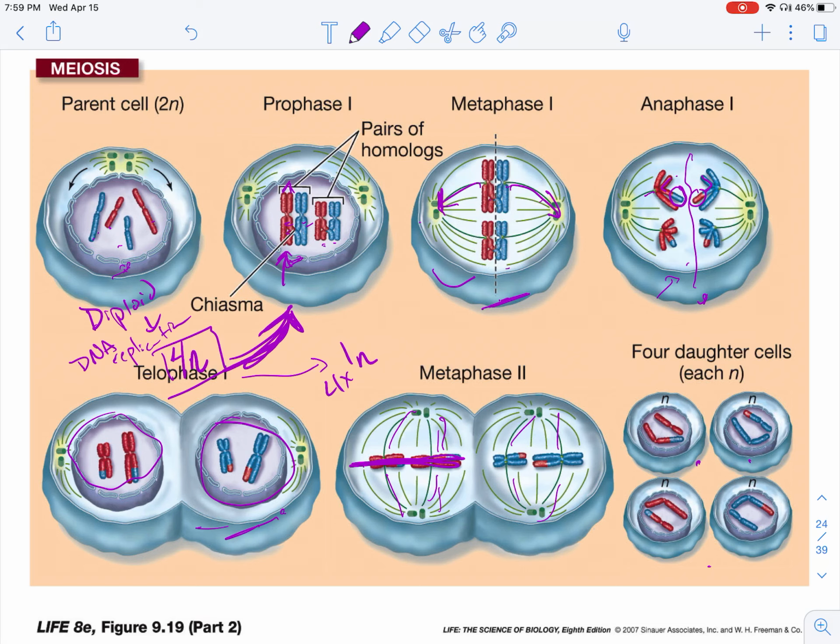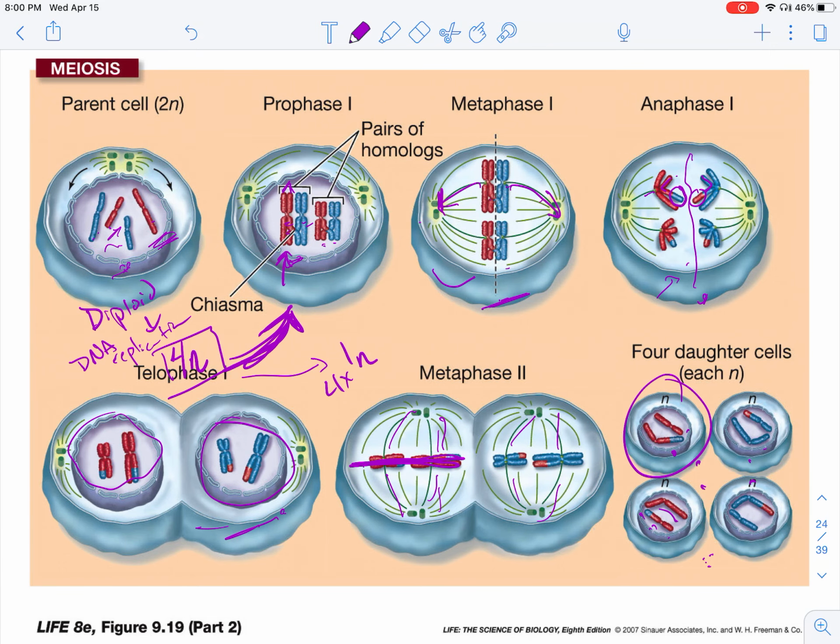So here this is 2N. So you see chromosome 1 and chromosome 2 are in each of these daughter cells. And these daughter cells are all haploid. So instead of having a pair of homologous chromosomes, they only have one of each. And they are all genetically different from the parent. So you see this one has one full red chromosome. This chromosome number 2 here is genetically different from any of the chromosome number 2s in the parent cell.